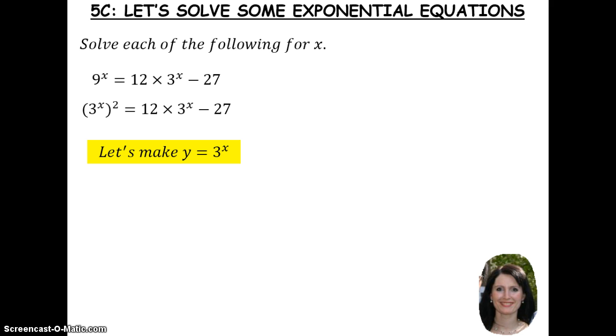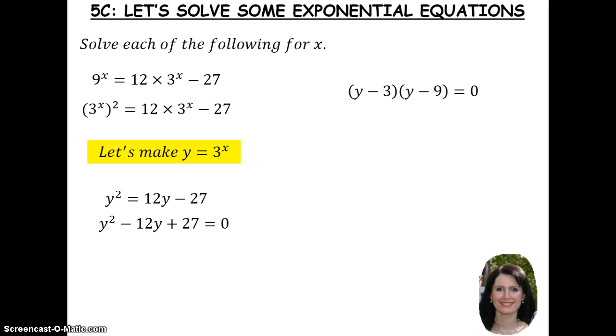Let's make y equal 3 to the power of x. So now we end up with y squared equals 12y minus 27. That now looks more familiar. Let's rearrange that and look at that. We have a quadratic there that we can solve in the usual way by cross multiplication. y minus 3 times y minus 9 equals 0. Null factor law it, and we get y equals 3 or 9.